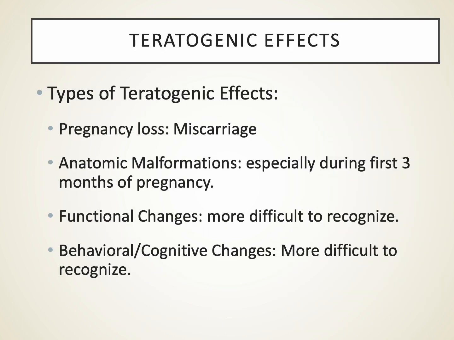The nature of teratogenic effects can vary from very mild to almost undiagnosed to severe, even leading to miscarriage. Anatomical malformations are more likely to happen in the first trimester of pregnancy, when that particular organ system or set of tissues is being developed. Functional changes are more difficult to recognize, as are behavior and cognitive changes. Both of those may not be noted until the child is a couple of years old or older.